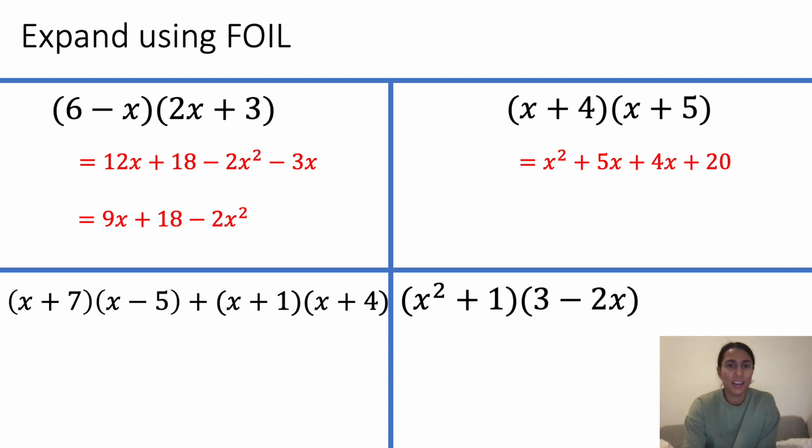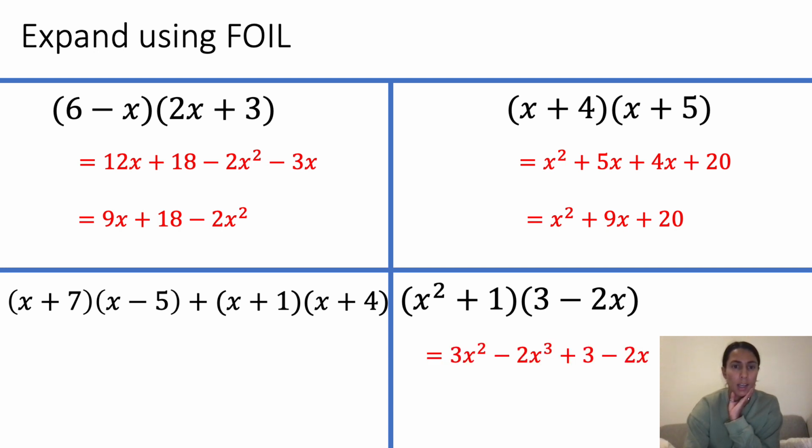Okay, so this one here would become x squared plus 5x plus 4x plus 20, and then we can simplify these two, which would get us x squared plus 9x plus 20. Then coming down to the bottom, this one would look like 3x squared minus 2x to the power of 3, because we've got x squared times another x, plus 3 minus 2x. Now this one does not have any like terms, so you cannot simplify it.